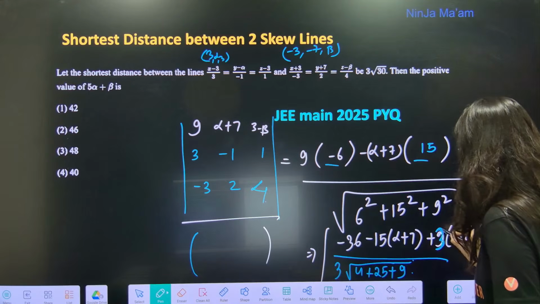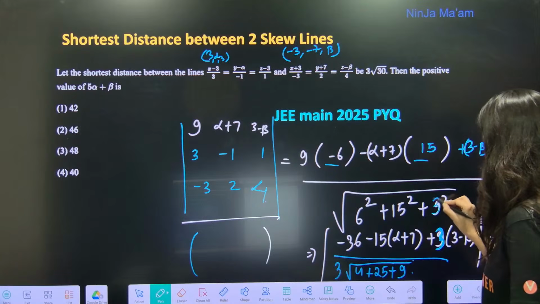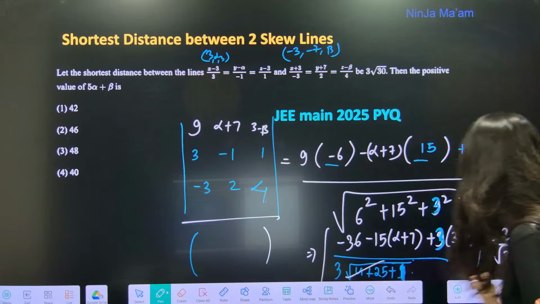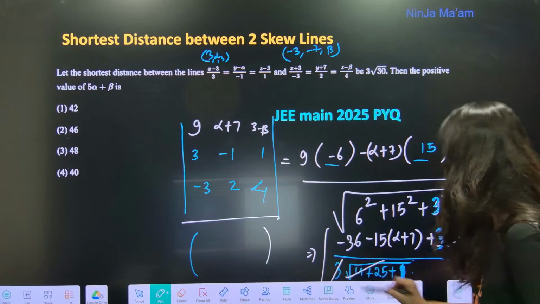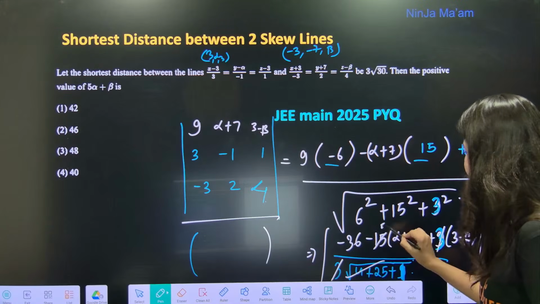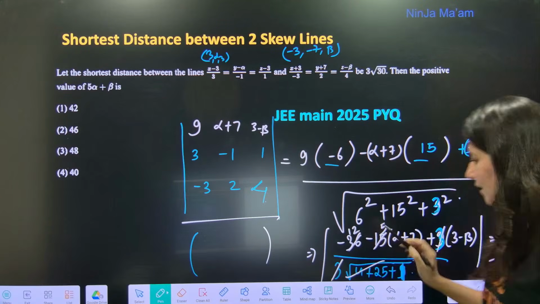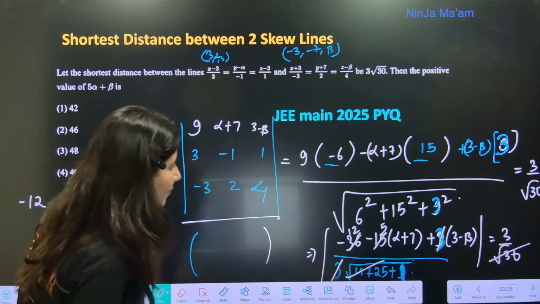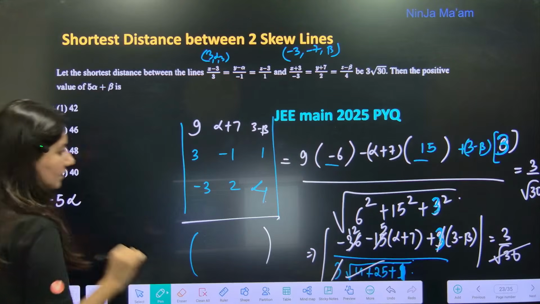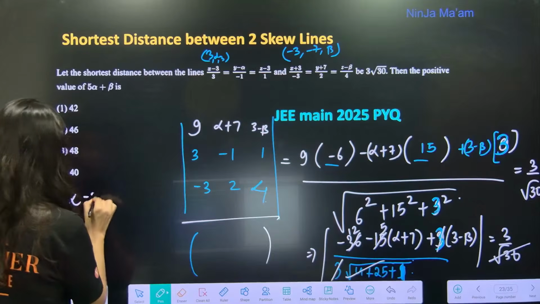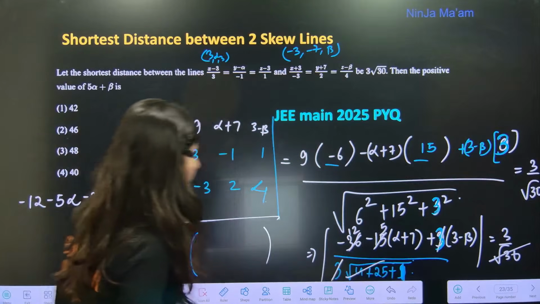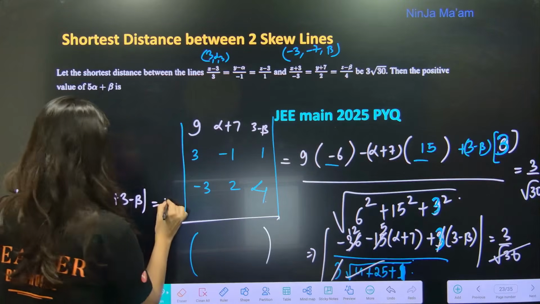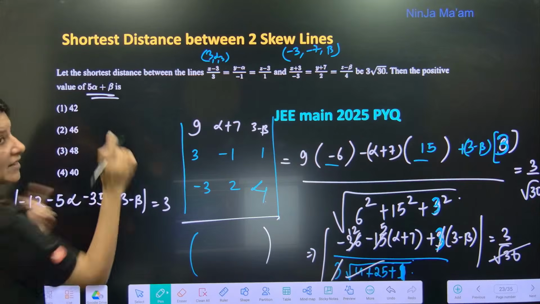So this is 3, and if this is 3, it will be 3 square. If you calculate 3 square, this will be 1. So now it is root 30. Can you see root 30 gone? And 3 ones are, this 3 is also gone, 3 5s are, and 3 12s are. Correct? Now if you solve it, mod of minus 12, and then it is minus 5 alpha, minus 35. Then we have plus 3 minus beta, mod is equal to 3. So now you have to calculate 5 alpha plus beta.